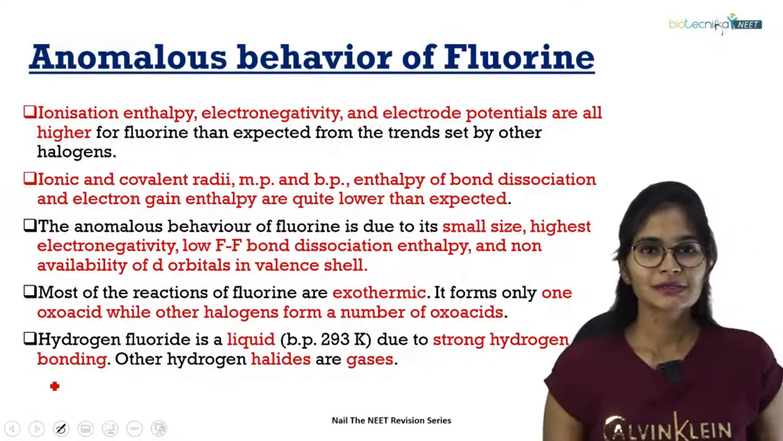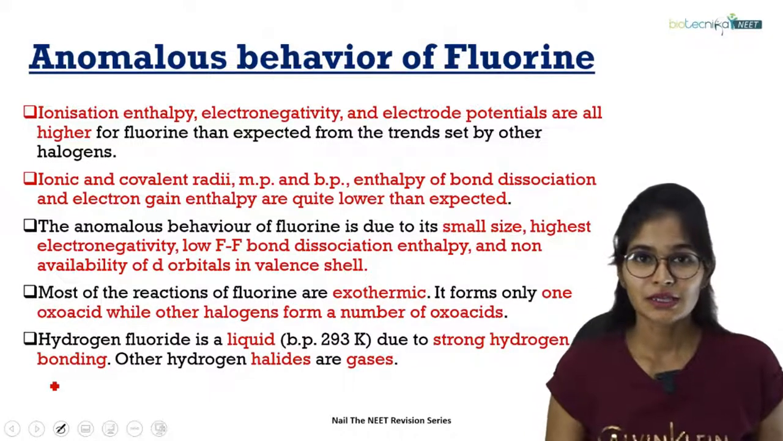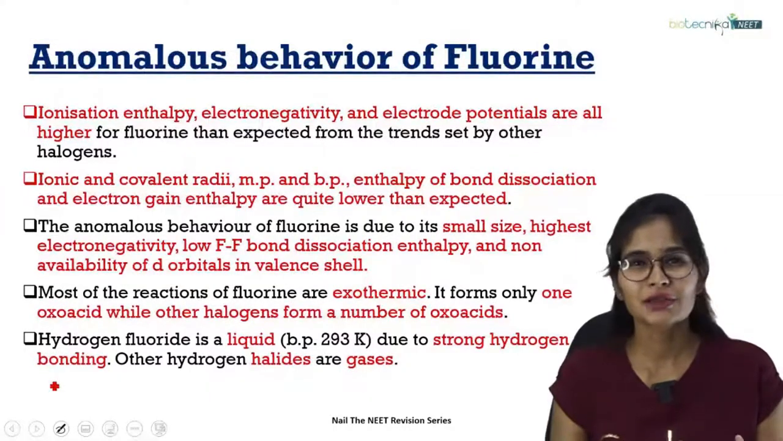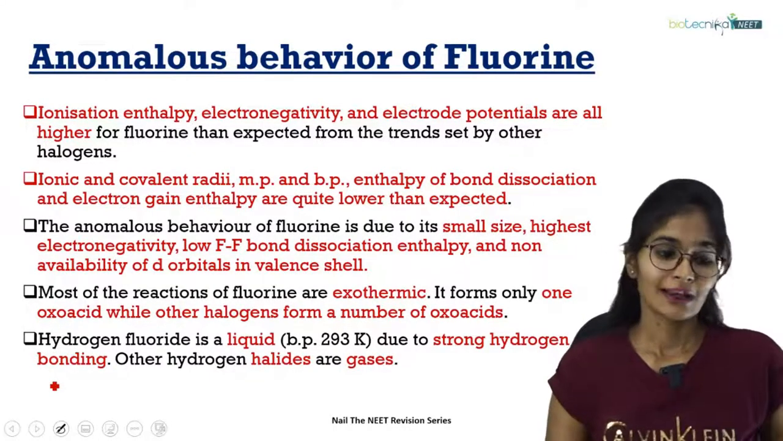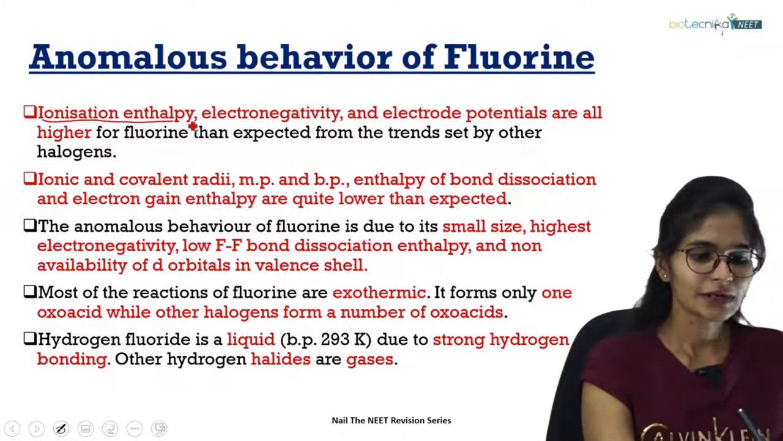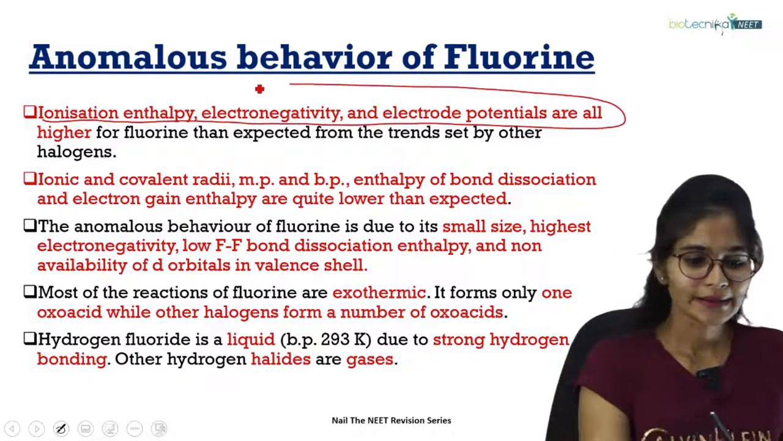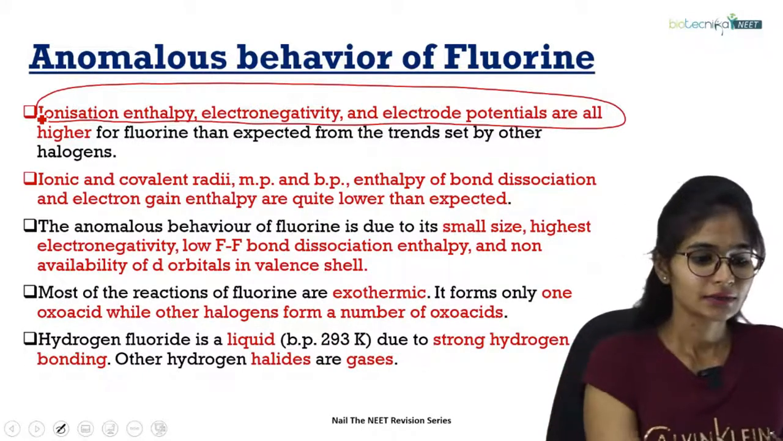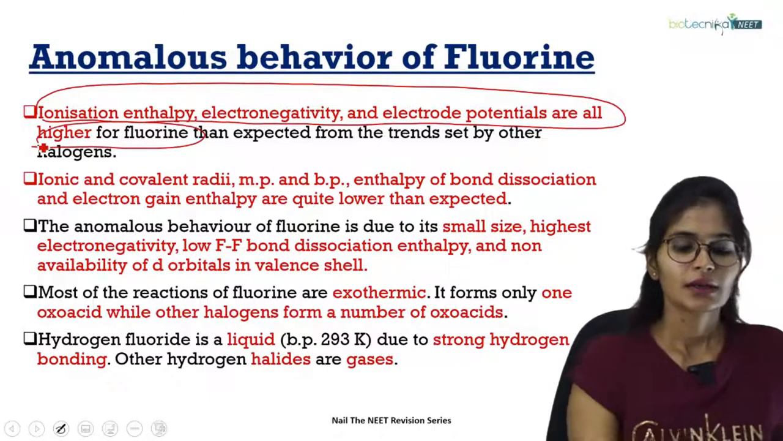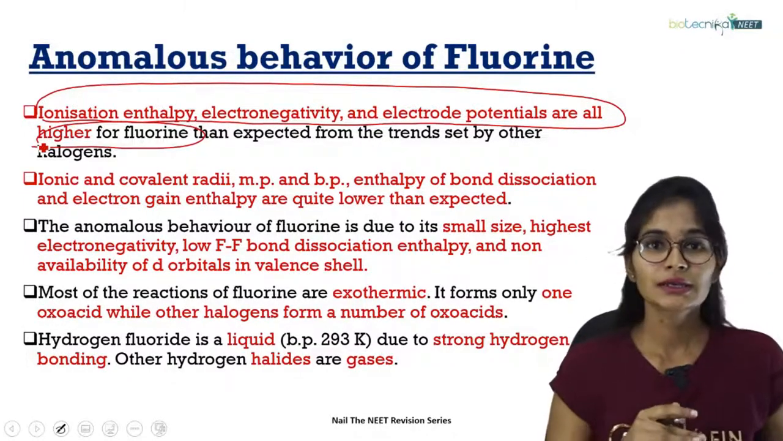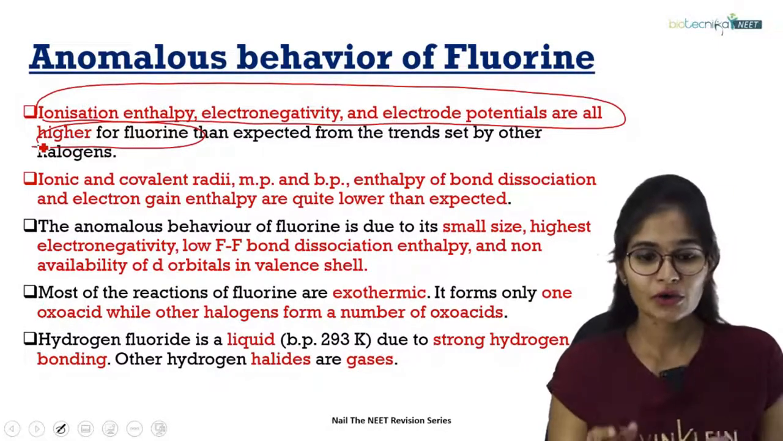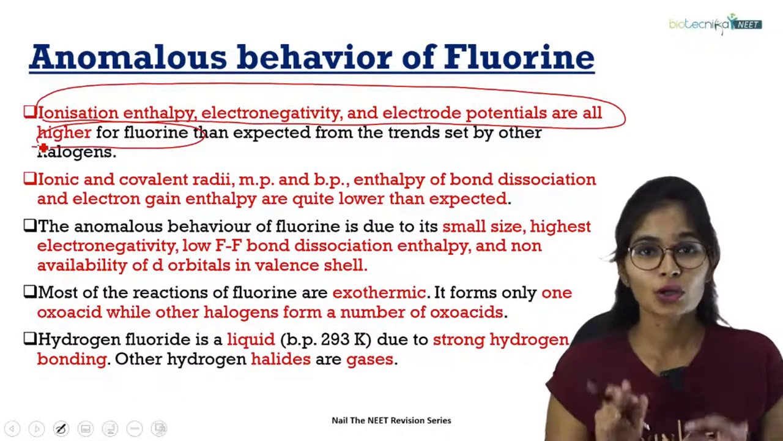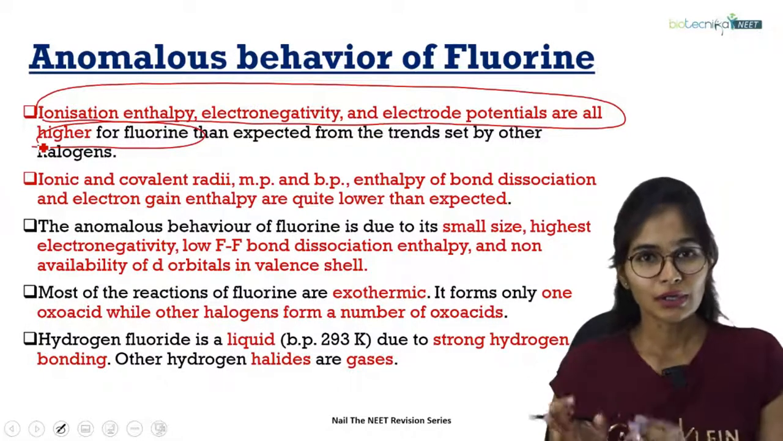In all group chemistry, you are going to study anomalous behavior. In the case of group 17 elements, fluorine behaves differently compared to all the remaining halogens. The first thing you already know is that IE, electronegativity and electrode potential are higher for fluorine compared to all the remaining elements. IE is increasing towards fluorine, right? So all periodic trends, whether IE, electronegativity or electrode potential, will always be higher for fluorine compared to all remaining elements.